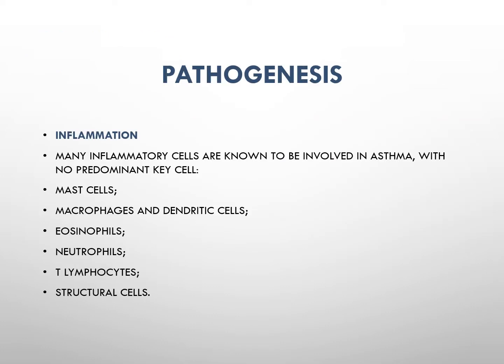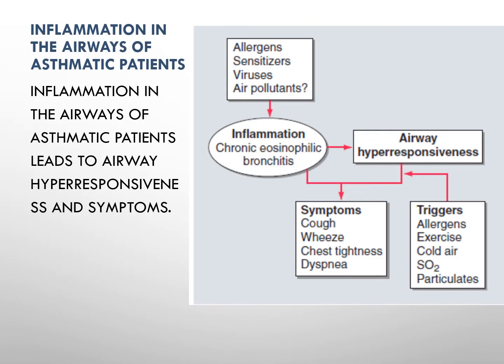Inflammation plays an important role in pathogenesis. Many inflammatory cells are known to be involved in asthma with no predominant key cell, like mast cells, macrophages, and dendritic cells, eosinophils, neutrophils, T lymphocytes, structural cells. Inflammation in the airways of asthmatic patients leads to airway hypersensitivity and symptoms.